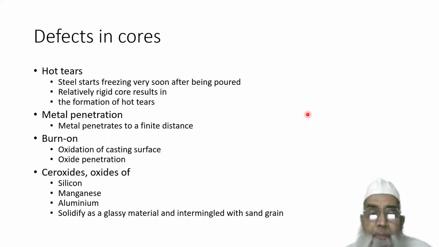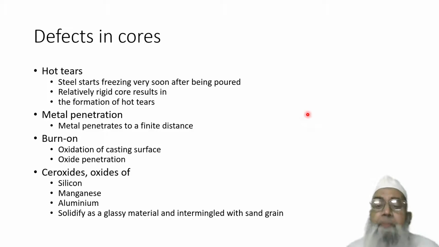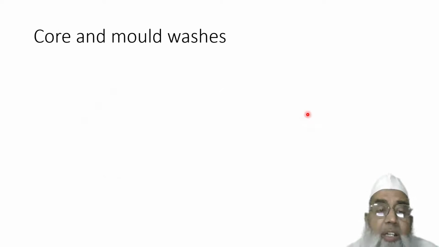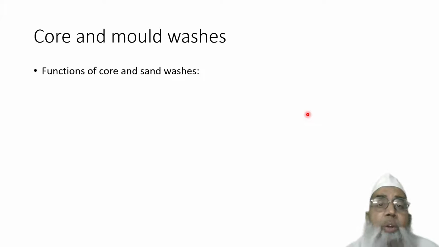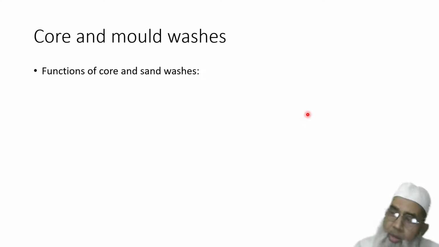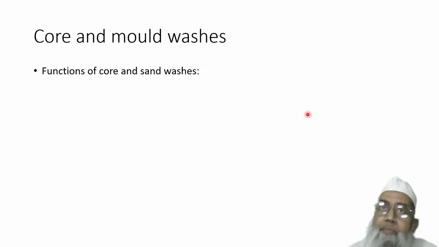They solidify and get intermingled with the sand grain and give a very glassy surface, and it is very difficult to machine that surface out, and therefore precaution should be taken regarding that. Now, core washes and mold washes can be used at the interface to protect the surface of the molten metal during solidification.